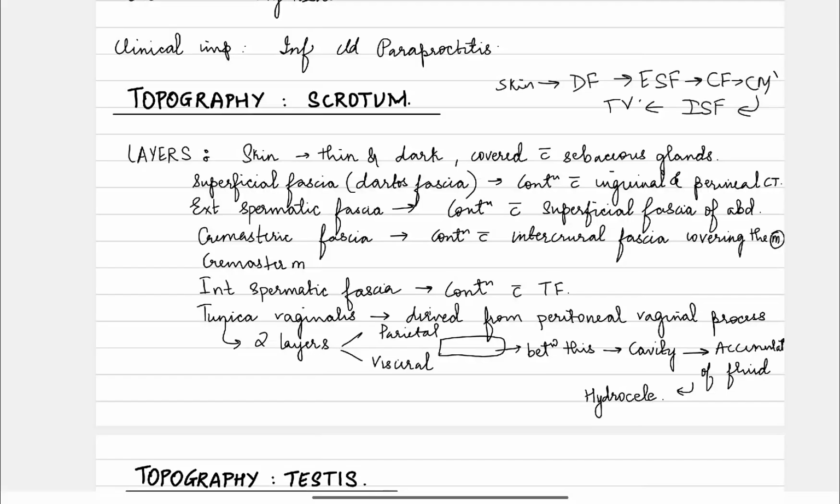If you don't remember this cremasteric fascia and muscle, how to remember this? First is skin, next is Dartos fascia, which is superficial fascia, fine. External spermatic fascia, which is a continuation of superficial fascia of the abdomen. Okay, then comes cremasteric fascia. If there is a cremasteric muscle, this muscle should have a fascia, so there is cremasteric fascia first, and then internal spermatic fascia, which is a continuation of transverse fascia, and then tunica vaginalis. Okay, I hope you remember these layers properly.